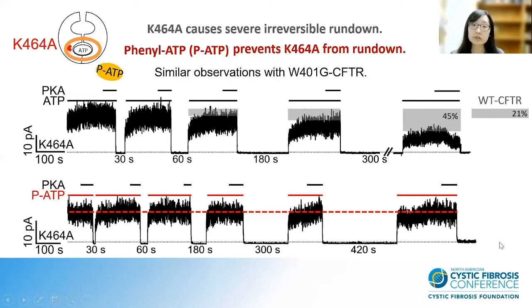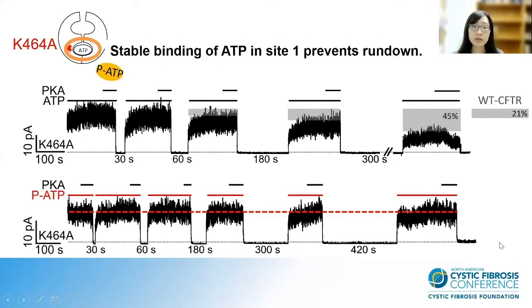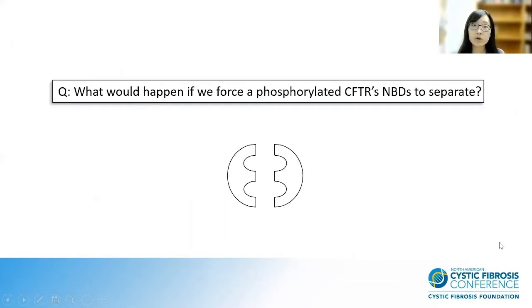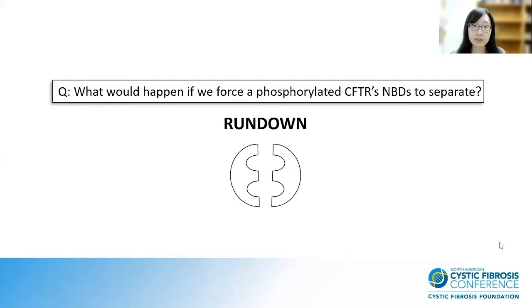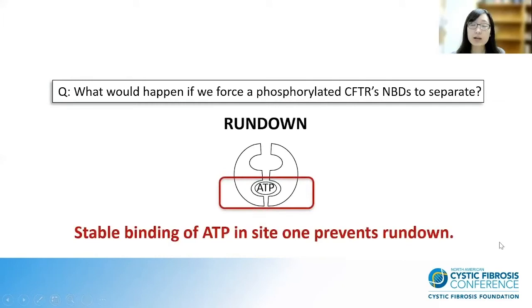Another mutation, W401G, which also destabilizes ATP binding in Cy1, shows similar results. The conclusion is that stable binding of ATP in Cy1 prevents rundown. So our very first question was, what happens when the MBDs of a phosphorylated CFTR separate? Now we showed that the channel would run down easily, and the rundown can be prevented by stable binding of ATP in Cy1.